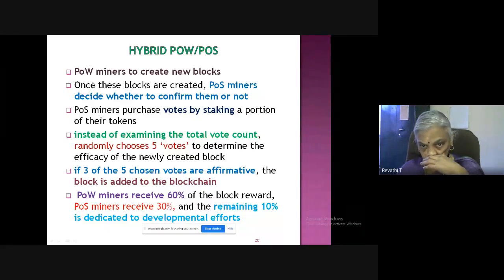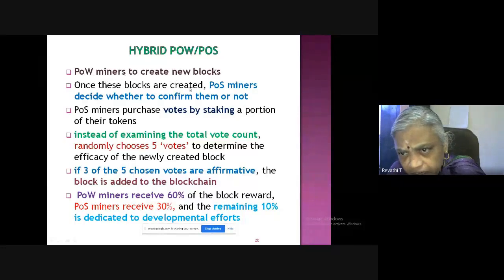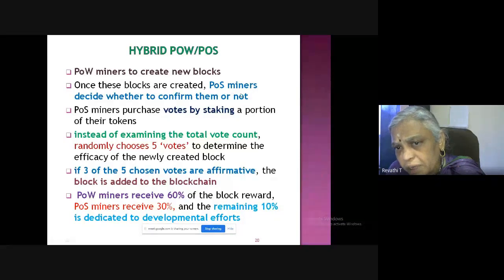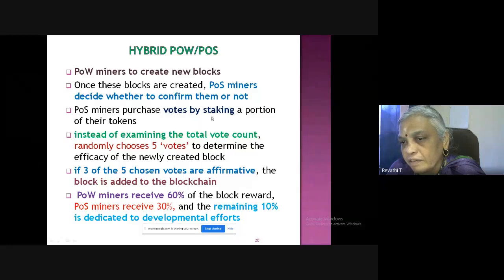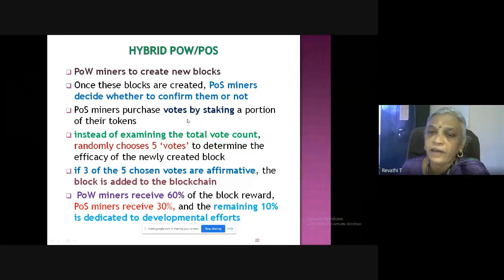So here, one example is this POW. They can create new blocks using their power, right? After these blocks are created, this POS miners will decide whether to confirm or not, right? So how they will confirm is, again, they will get the voting by staking a portion of their tokens, and once they have some maximum number of tokens, they can vote for it.